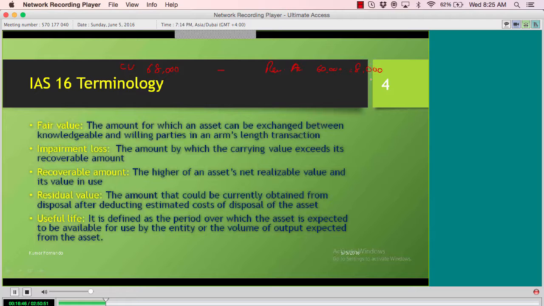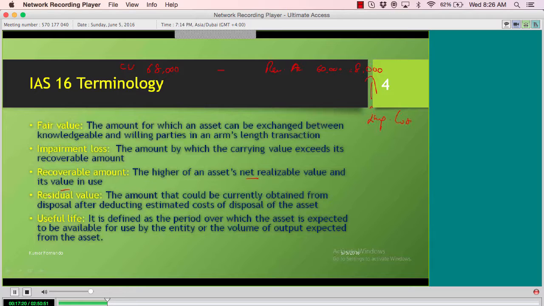So every year, you must check whether there is an impairment loss. This is what we call impairment loss. Remember, the impairment loss is the carrying value minus the recoverable amount. So now I come to what is called the recoverable amount. The recoverable amount is the higher of the two: net realizable value and the value in use.